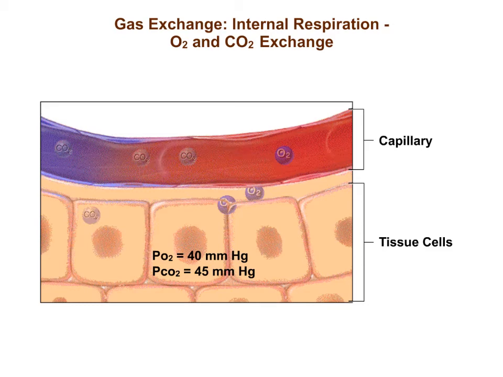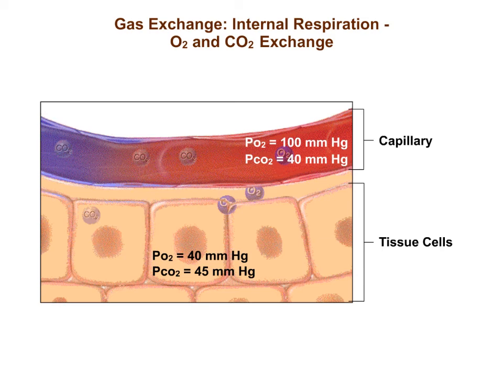As the blood enters the systemic capillaries, it has a PO2 of 100 millimeters of mercury and a PCO2 of 40 millimeters of mercury. Note that the PO2 entering the systemic capillaries is lower than the alveolar PO2 of 104 millimeters of mercury. This small decrease is due primarily to imperfect ventilation-perfusion coupling in the lungs.